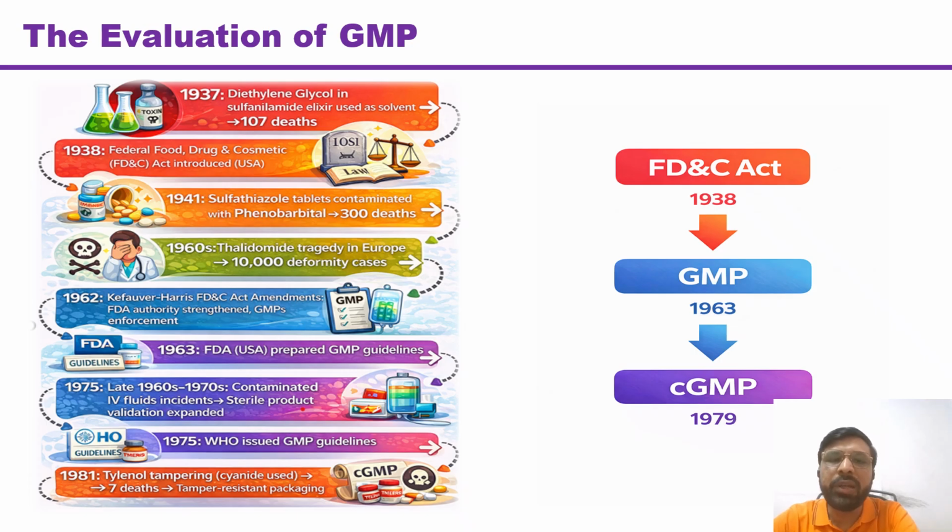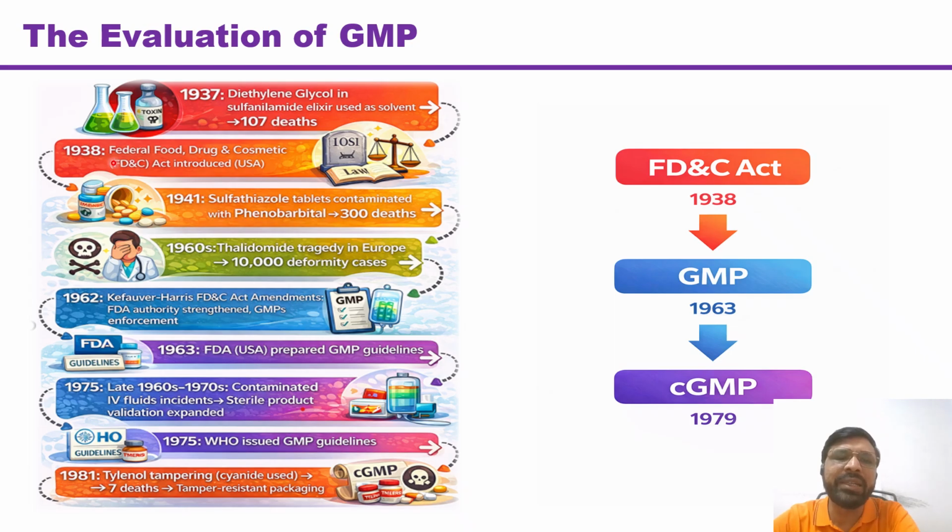Now we'll see the evolution of GMP. First of all, we have to understand why GMP is needed in the pharmaceutical. GMP started in 1937, when due to diethylene glycol impurity in sulfanilamide elixir, 107 deaths were reported. So it was a big blunder.